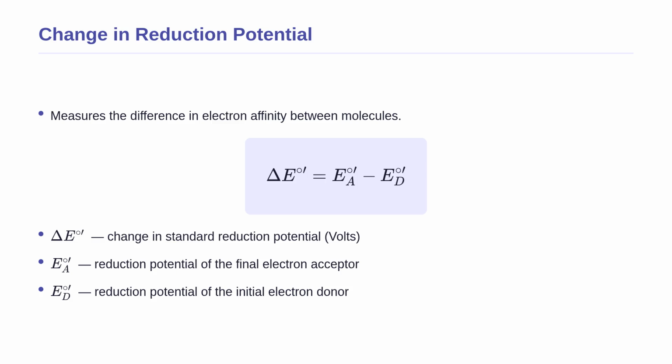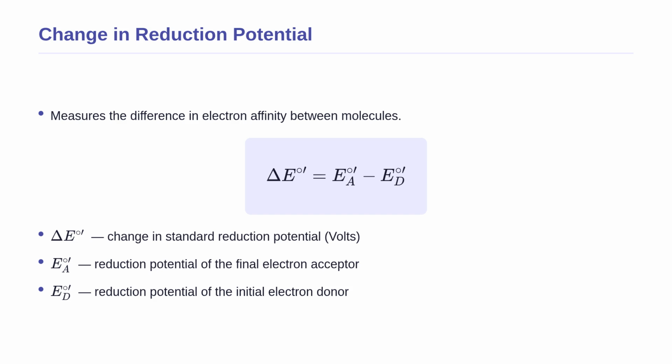Looking closely at our previous equation, we saw a term for the change in standard reduction potential. Let us define exactly how to calculate that. This formula measures the difference in electron affinity between the starting molecule and the final molecule. Delta E standard prime is the total electrical driving force pushing the electrons down the chain.